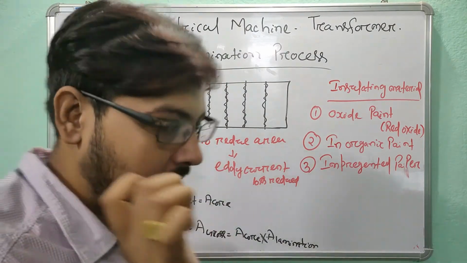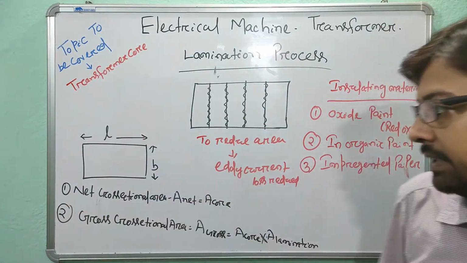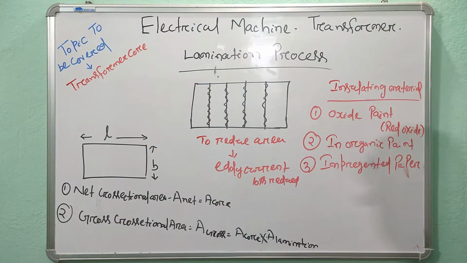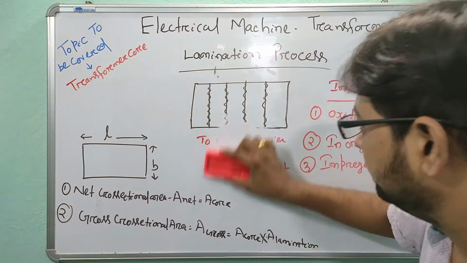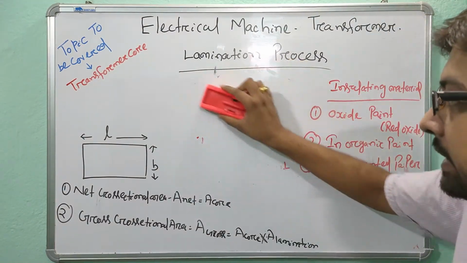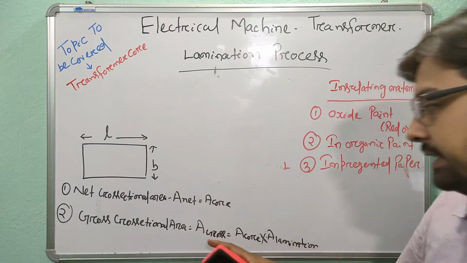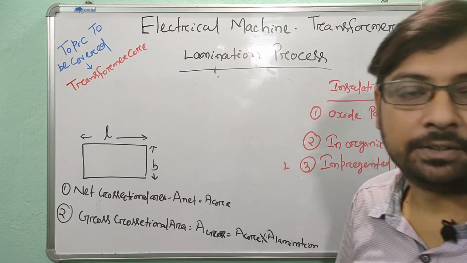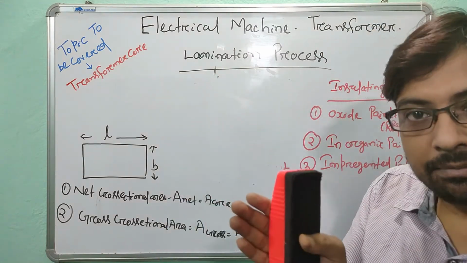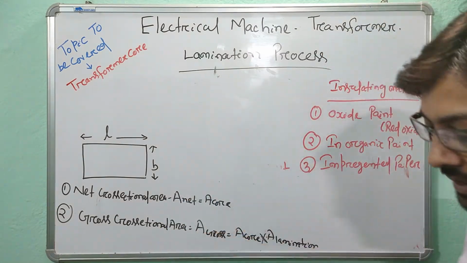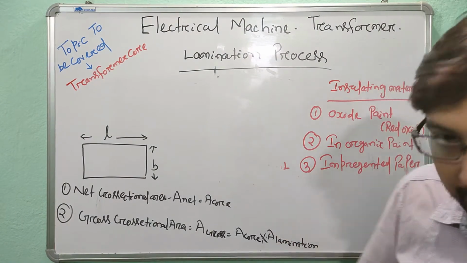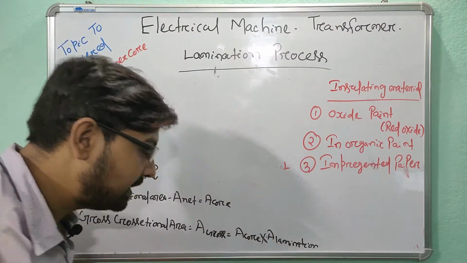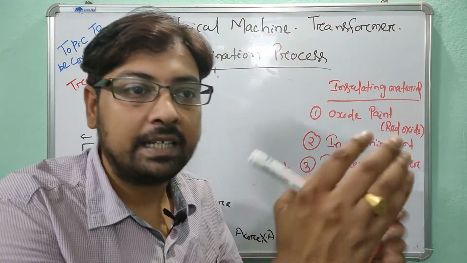Due to the lamination we get two areas of the core. The first one is the net cross sectional area, that is A net is equal to area A core, and the second one is the gross cross sectional area, that is A gross is equal to area of the core into area of the lamination. So what is A core? A core is the area of the magnetic material, and what is A lamination? That is the area of the lamination.